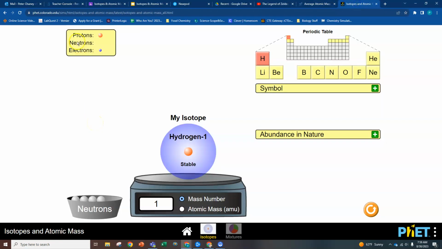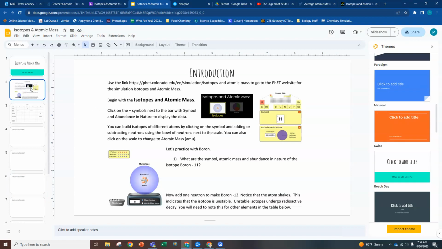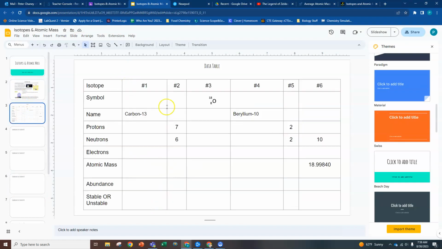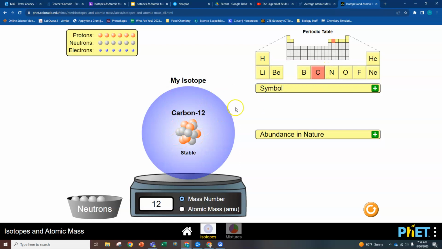We're at the lab, and according to our slide deck, we're going to be filling this chart out right here, so I'll do one as an example. The information I have is carbon-13. So I'm going to go over here, click carbon. It's going to give me a stable carbon-12 atom. I need a 13. So in order to do that, I'm going to add a neutron. And it gives me carbon-13.